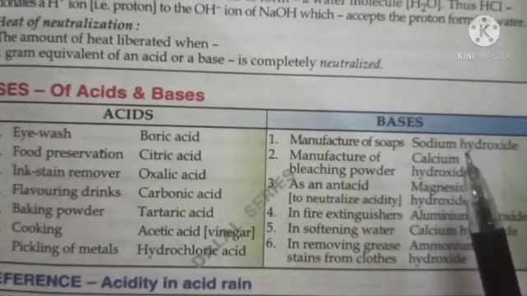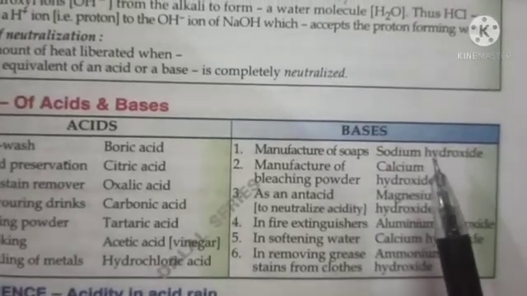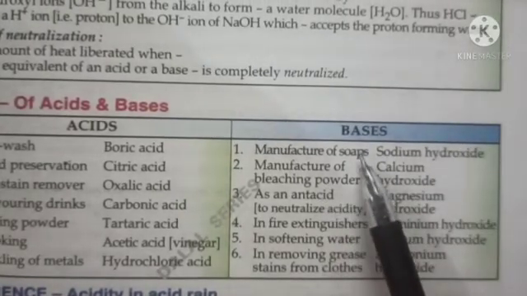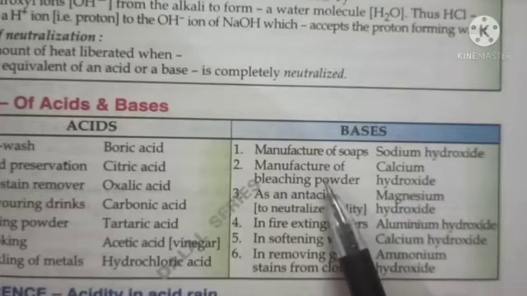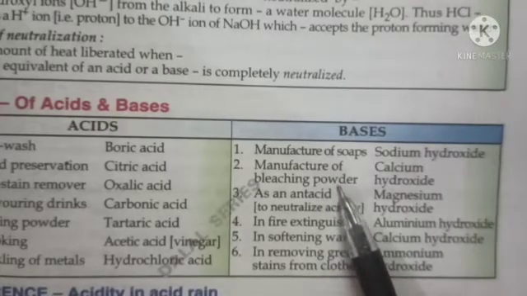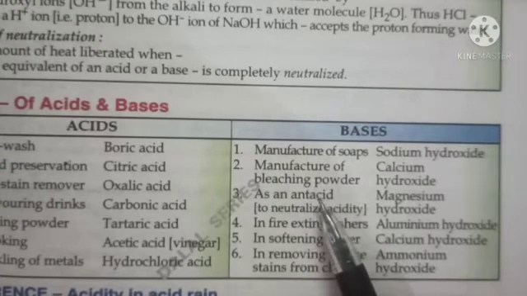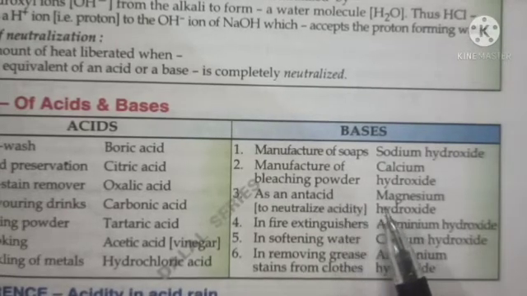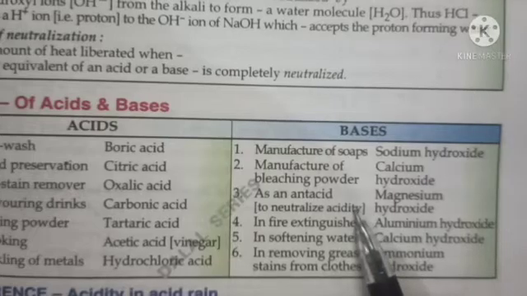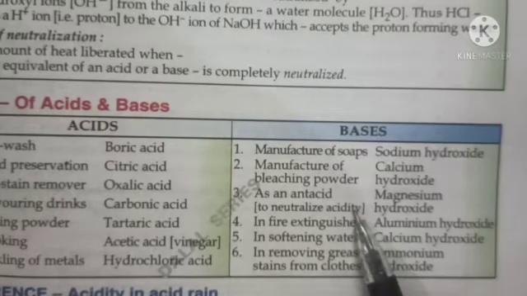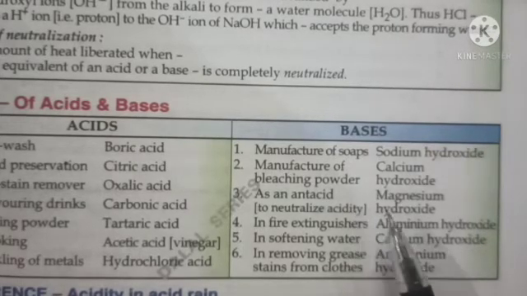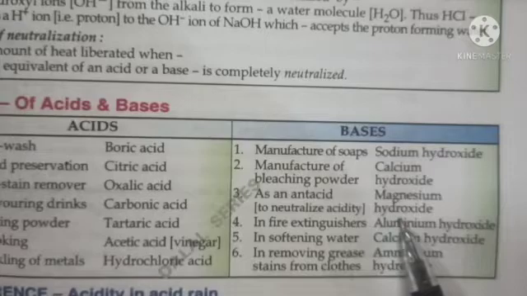Right? Now, uses of bases. Sodium hydroxide is used in manufacturing of soap, while calcium hydroxide is used in manufacturing of bleaching powder. Magnesium hydroxide is used as an antacid. Actually, it helps in neutralizing the acidity. That is why the tablet of Digene, which we use during our gastric problems, contains this magnesium hydroxide.